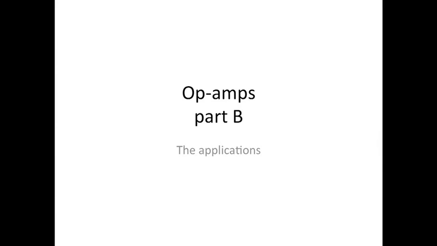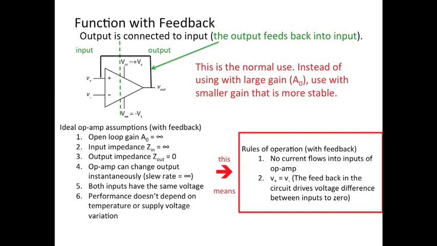Today's podcast, I look at some of the applications for the op amp. We talked about the basic function last time, so let's review that a little bit here. The important point is we're going to have feedback, and feedback is a connection between V out and one of the inputs, either the non-inverting input V plus or the inverting input V minus. If we have that feedback, then the op amp behaves in a certain way.